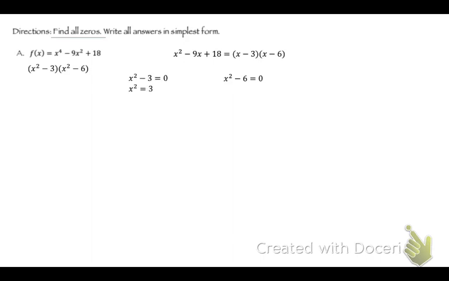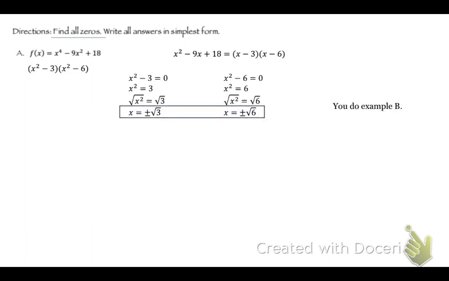So I can get x squared equals 3, square root both sides, which means x equals the positive or negative square root of 3. And you have to put plus or minus there. We're going to do the same with the 6, add it over, square root both sides, and you get plus or minus square root of 6. And those are our answers. Okay? You can do example B. That's the answers you should get.